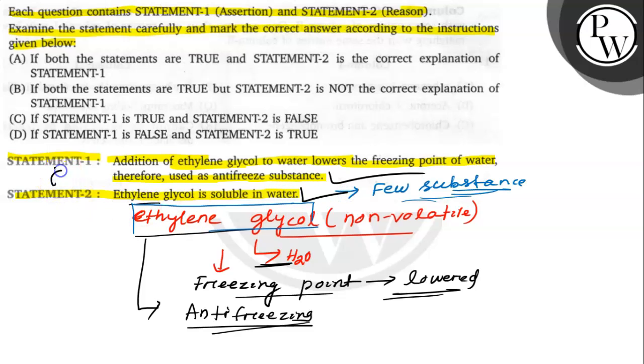And statement 2 cannot be the correct explanation of statement 1 because it is an anti-freezing substance. So statement 1 is correct and statement 2 is correct, but statement 2 cannot correctly explain statement 1. So the correct answer for this question is option number B, that is both the statements are correct but statement 2 is not the correct explanation of statement 1.